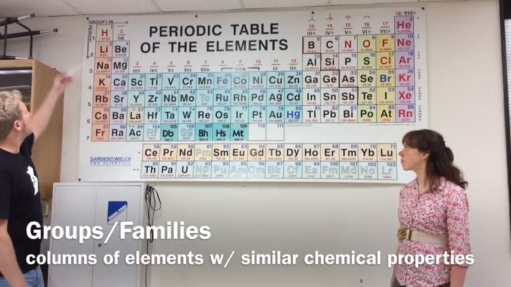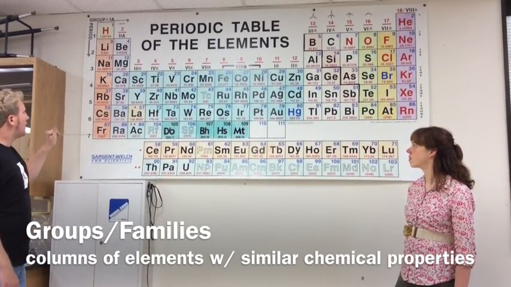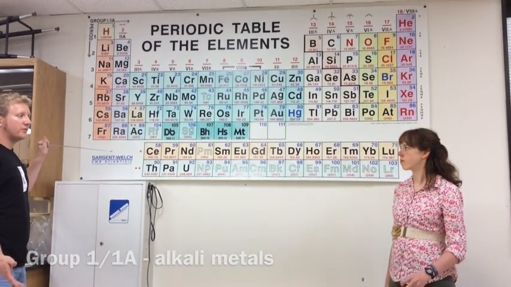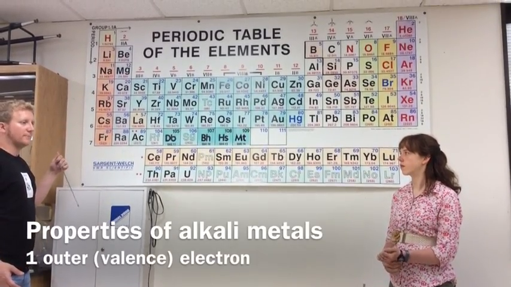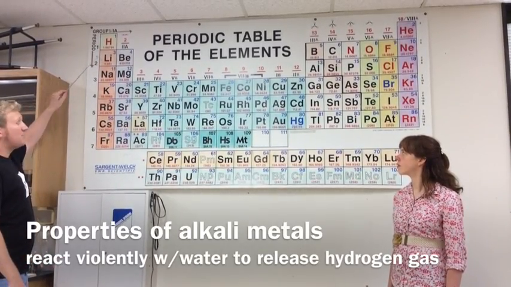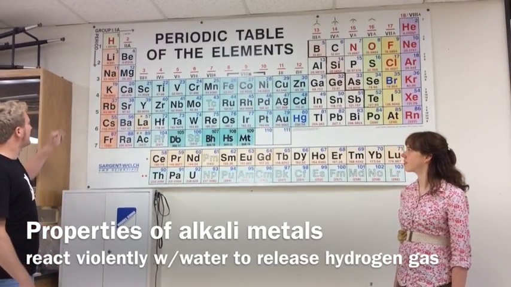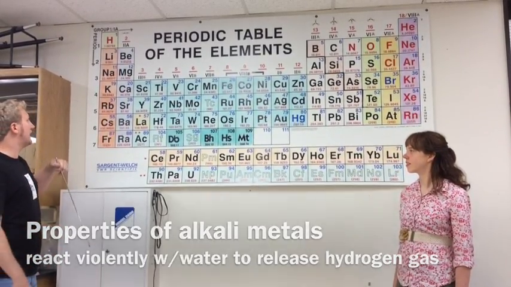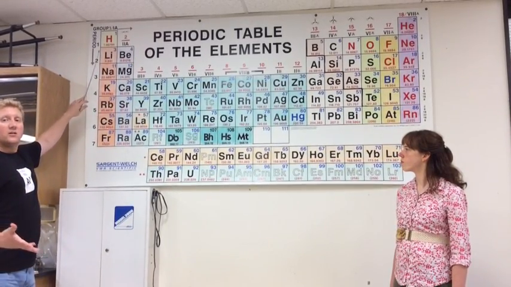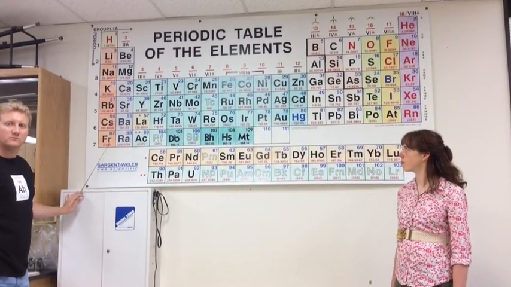properties. So starting over here, group 1 are our alkali metals. Now they are the most reactive metals. They've got 1 electron on the outside. If you drop them in water, these are the fun ones. They make nice little sparks as you go down. They also release hydrogen gas. So you want to go ahead and pick a color and color in this column as our alkali metals.